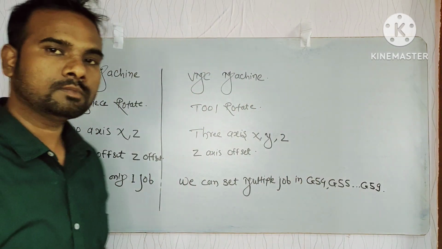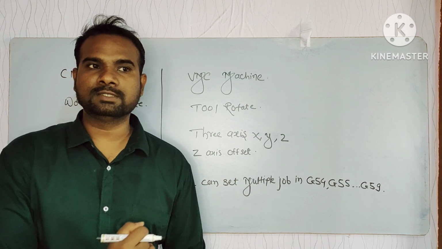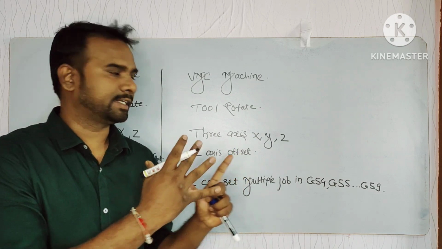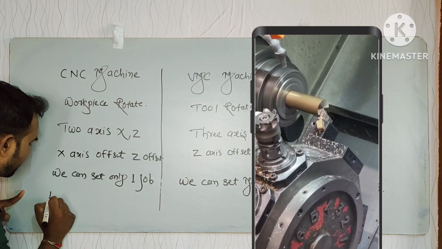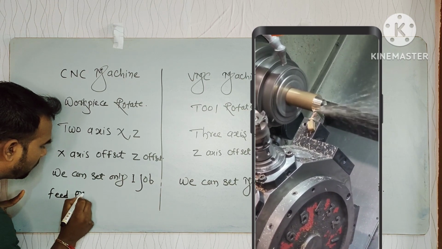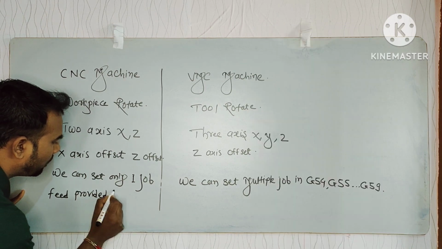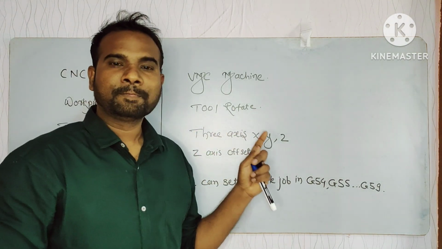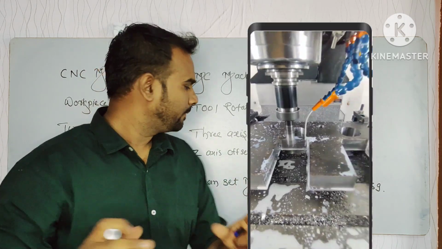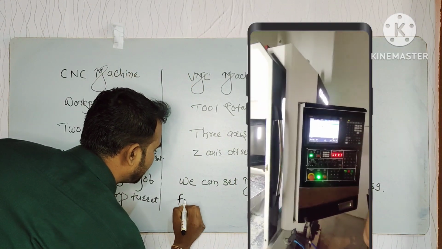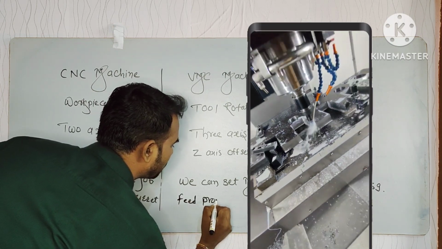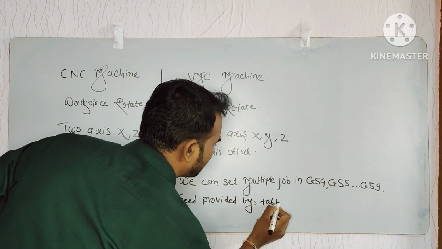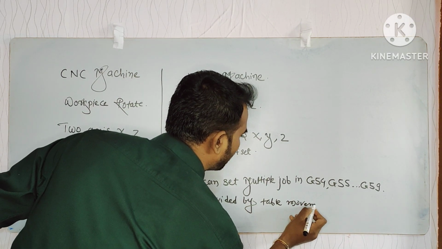Okay. Now the other difference between these two is the feed. In CNC machine, the feed is provided by the turret, and in VMC machine the feed is provided by the table movement.